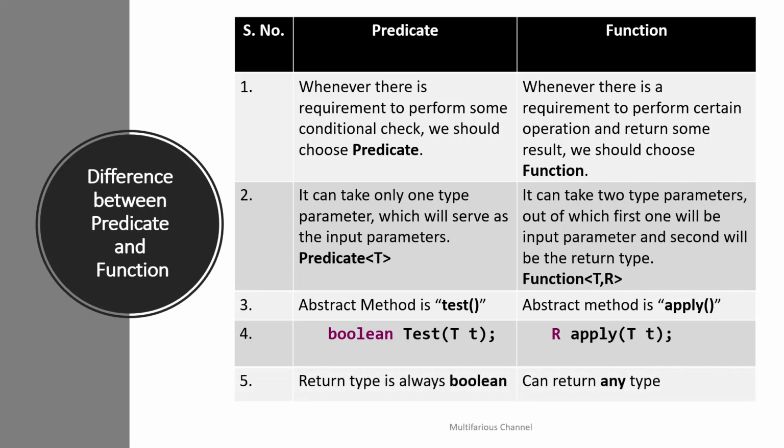Then you can notice the return type of a Predicate will always be boolean, and a Function can have any kind of return type because it is configurable.